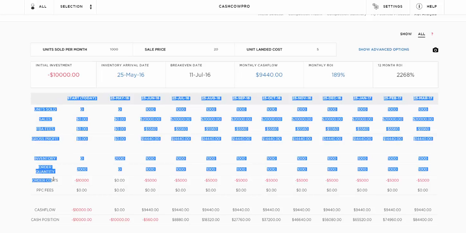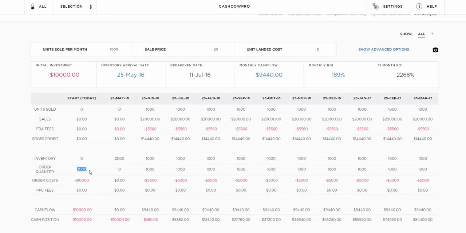What this section shows in the order cost is how much that order quantity is going to cost you. So you can see the effect on your cash flow. Your first order is going to be 2,000 units at $5 each, so 10,000. Then you sell 1,000 units per month, which you need to replenish. It's going to cost you $5,000 every month. So this comes out of the $14,440 Amazon pays you for selling those 1,000 units, which leaves you with the cash flow. So every month you're making $9,440.